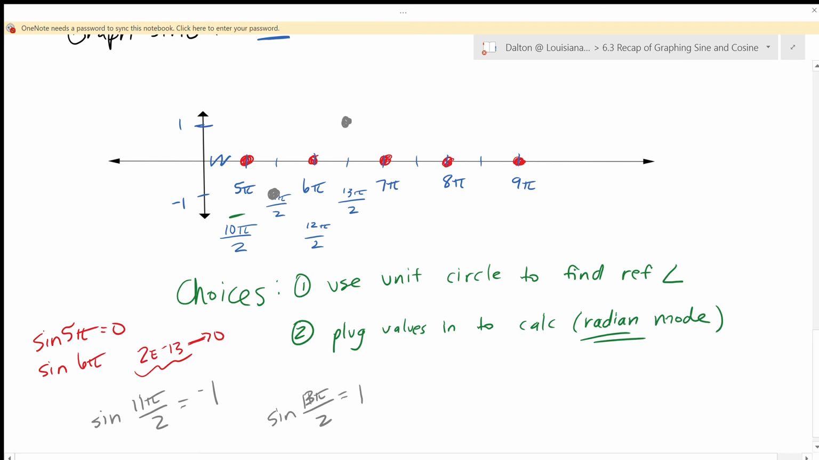And then from here, everything is pretty much predictable. You can know that the next one will come down here, the next one will go up there, and there's your sine wave just from 5 pi to 9 pi. So again, you can go ahead and use your calculator to assist you with those values, or kind of go back to the basics by using the unit circle to find your reference angle first, and then what the values should be.